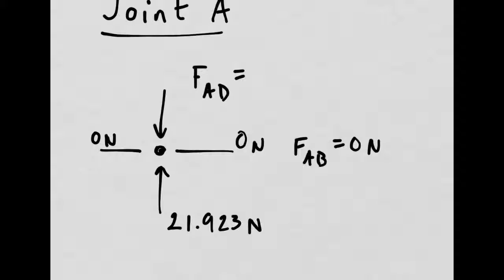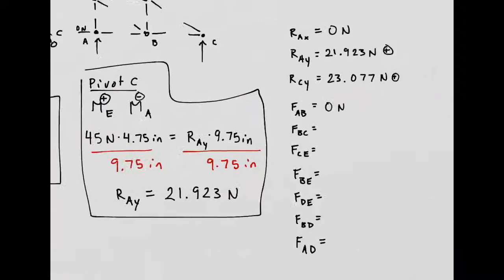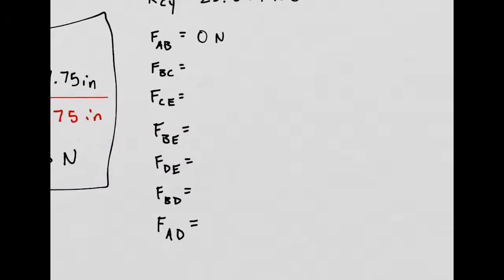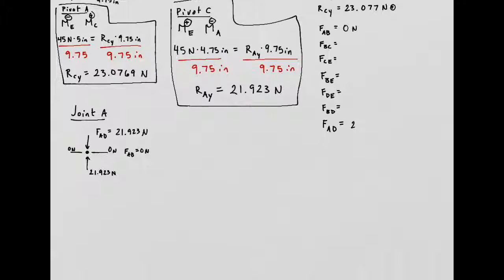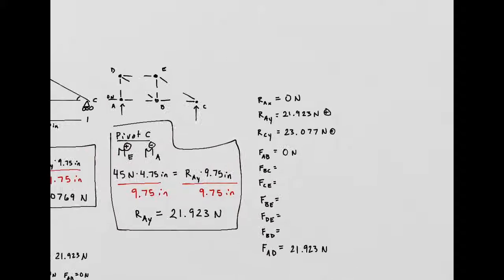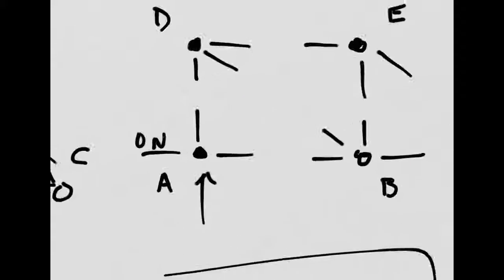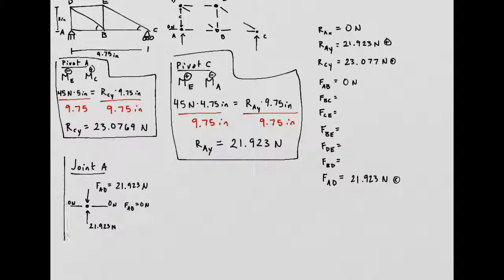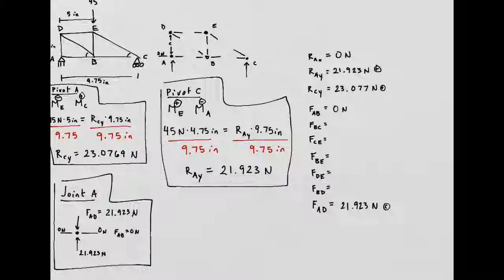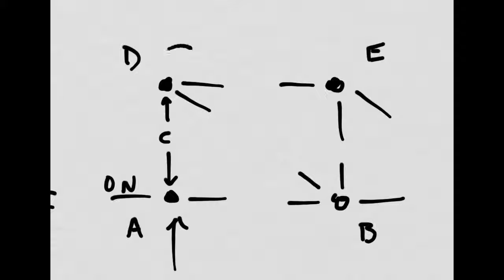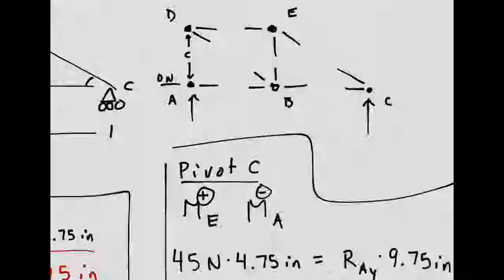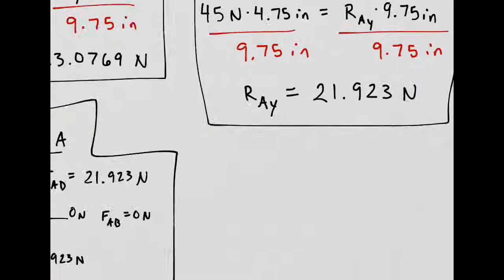FAD has to be 21.923 newtons, because it has to counteract the other y force. And it has to be pointing down, so this has to be pointing down, and this has to be pointing upwards. That means it's under compression. It's pushing out on those joints, so it's under compression. Box this off, and continue on. I think I'll work on joint D then. Joint D.